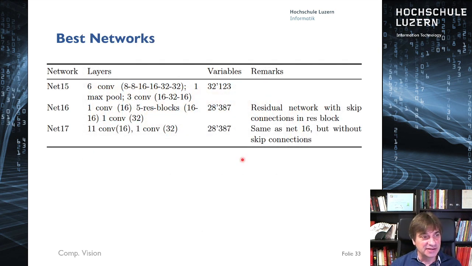So at the end, the number of variables is not that large in those networks. We have about 30,000 variables there. And the best network was actually the ResNet. The non-ResNet was just a little bit harder to train, but not much worse. And there was also a VGG-like network that doubles the depth every 2 steps.